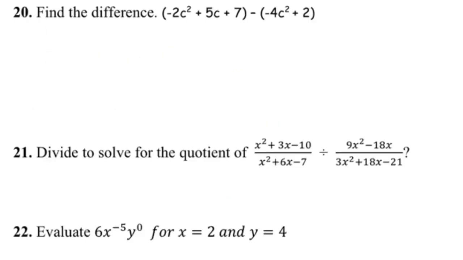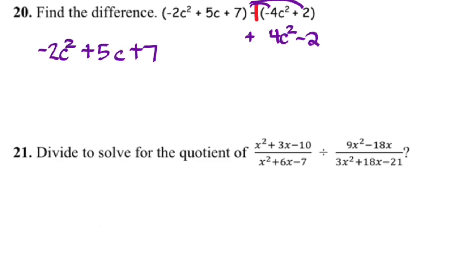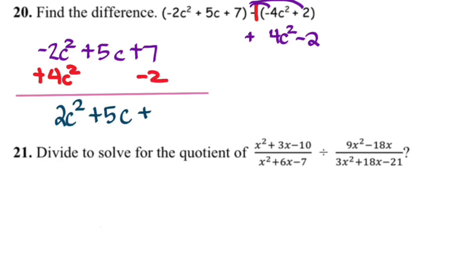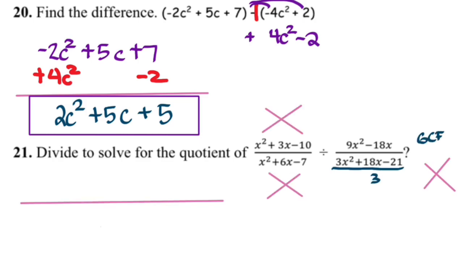16, I have to find the difference here. So finding a difference means I'm subtracting the second equation, where I can apply a negative 1. And then I just combine my like terms. I like to stack them up to make sure I don't make any mistakes. Combine those like terms.